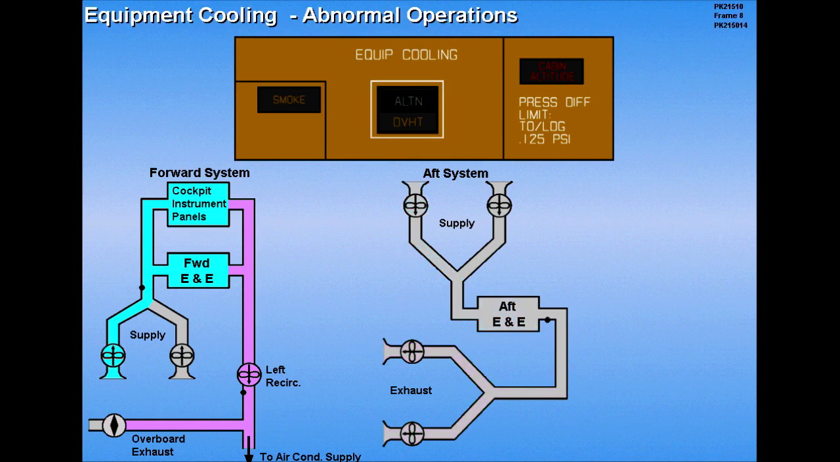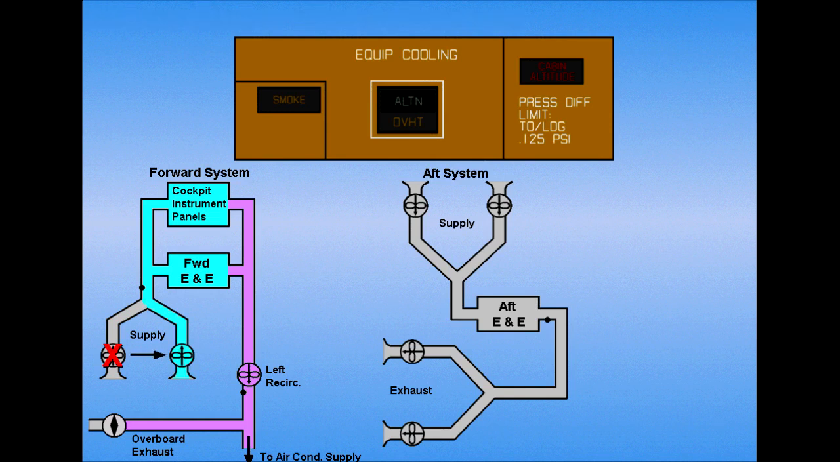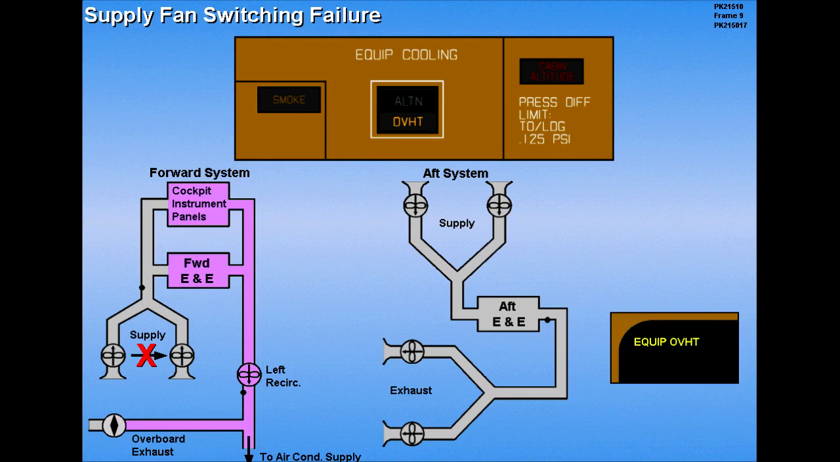Now let's look at abnormal operations. If a supply fan fails, it automatically switches to the second supply fan. The equipment cooling overheat light illuminates if a supply fan switching failure occurs in either the forward or aft systems. In addition, the associated ICAS message will appear.